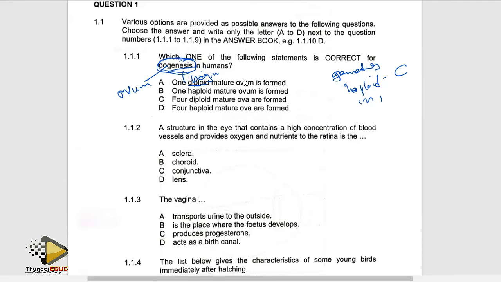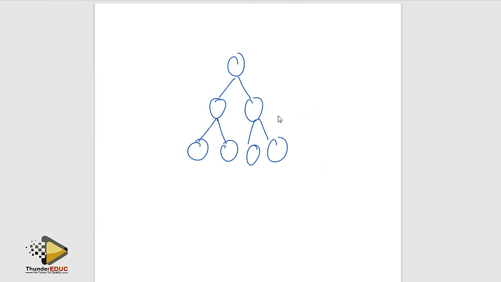Remember, in oogenesis, let me show you here. You have one cell. One cell divides to form two cells. Then the two cells divide to form four cells. This is the normal process of meiosis. But when it comes to oogenesis, or formation of the ovum, what happens? One cell will divide to form two cells, but this cell will degenerate. It's going to become too small, and that's why you call it a polar body. And then these two also form two here, but one will not develop.